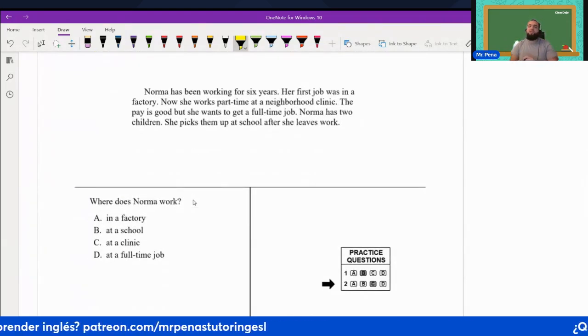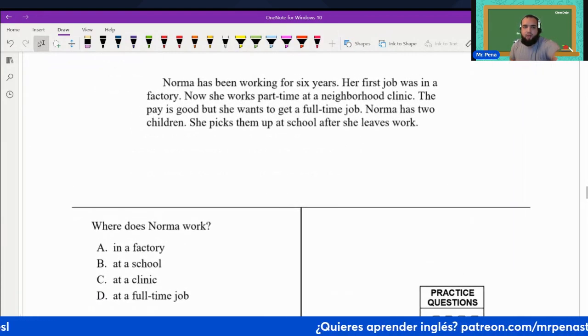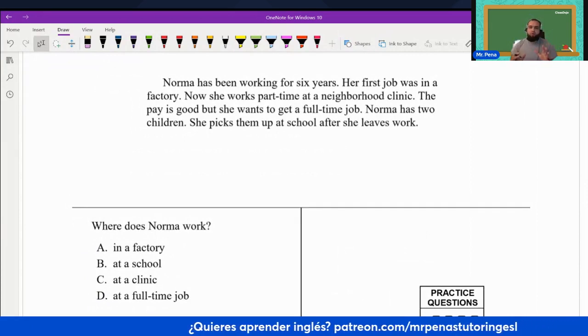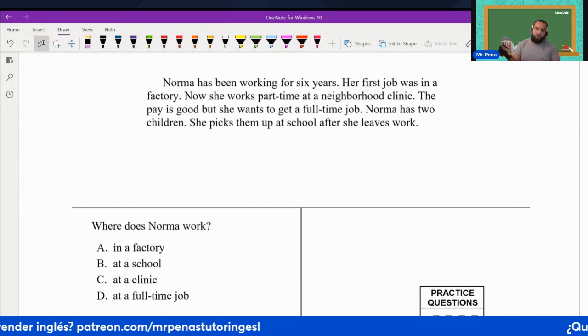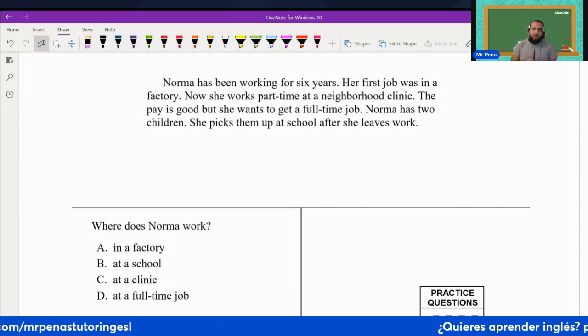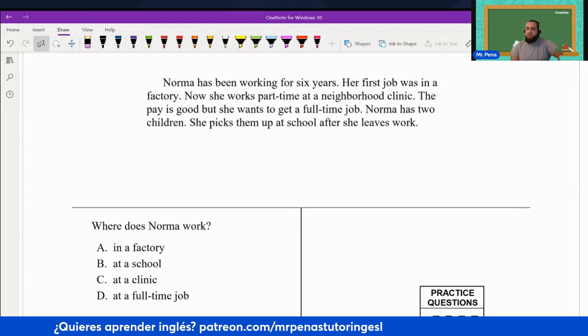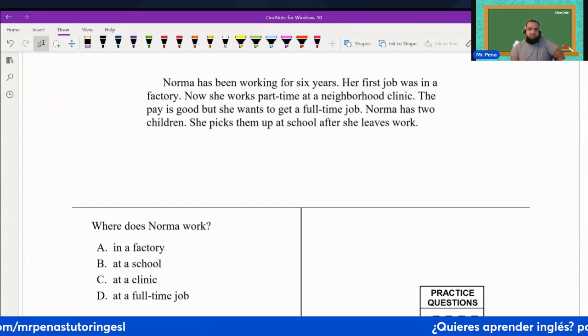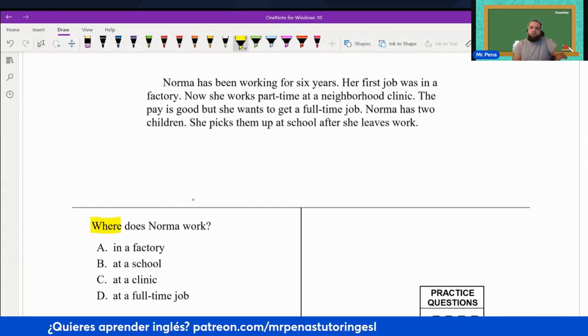Here's practice question number 2. Let me try to zoom in. It says, Norma has been working for 6 years. Her first job was in a factory. Now she works part-time at a neighborhood clinic. The pay is good, but she wants to get a full-time job. Norma has 2 children. She picks them up at school after she leaves work. So let's read the question now. Where does Norma work?